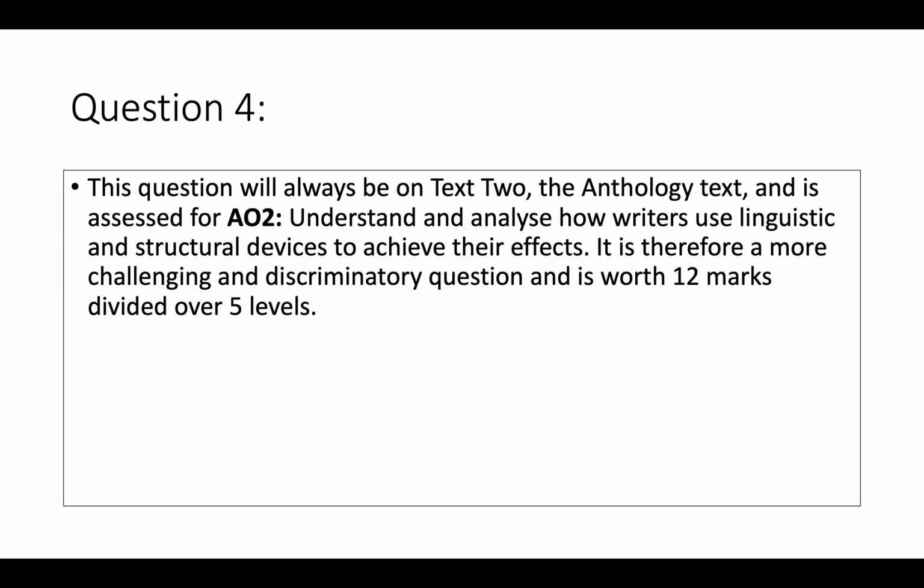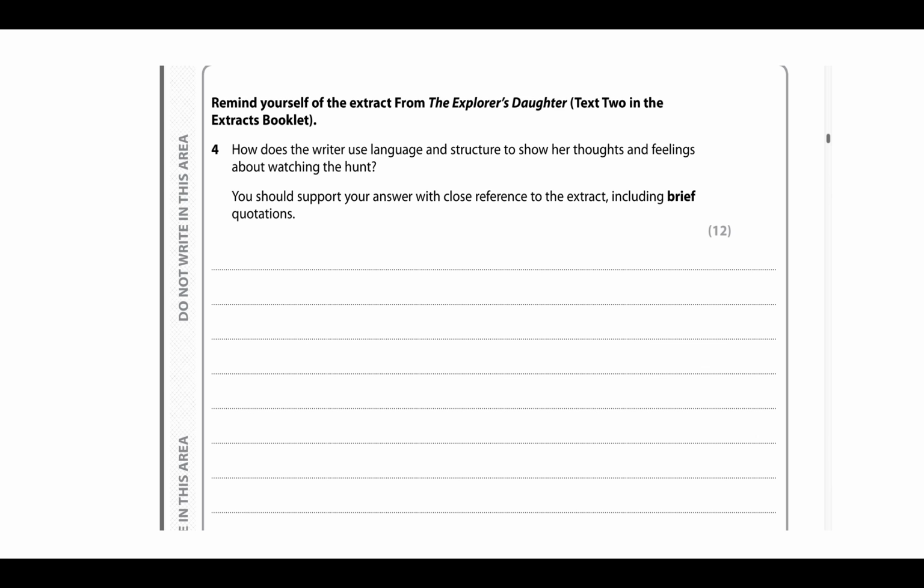So, back to basics. Question 4, what is it going to be about? It will always be on text 2 in the exam. So, you'll be given 2 texts. Text 1 is for questions 1, 2 and 3. Text 2 is for question 4. And then both of them will be question 5. And as I said, this is assessed for just AO2, just analysing, that skill of analysis. Now, I mentioned in the last video that some people fall into a trap of trying to analyse in questions 2 and 3 after they've quoted. You don't need to, because this question tests that skill. And as the exam board say, it's more challenging, so therefore it's worth more marks.